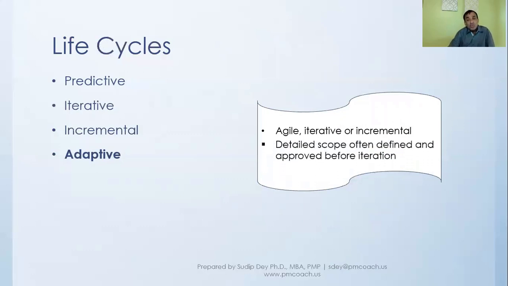Oftentimes, detailed scope is defined before, and then it is passed through iteration. So the scope will be defined and approved before the iteration, and then the iteration will take place to provide a quality output.